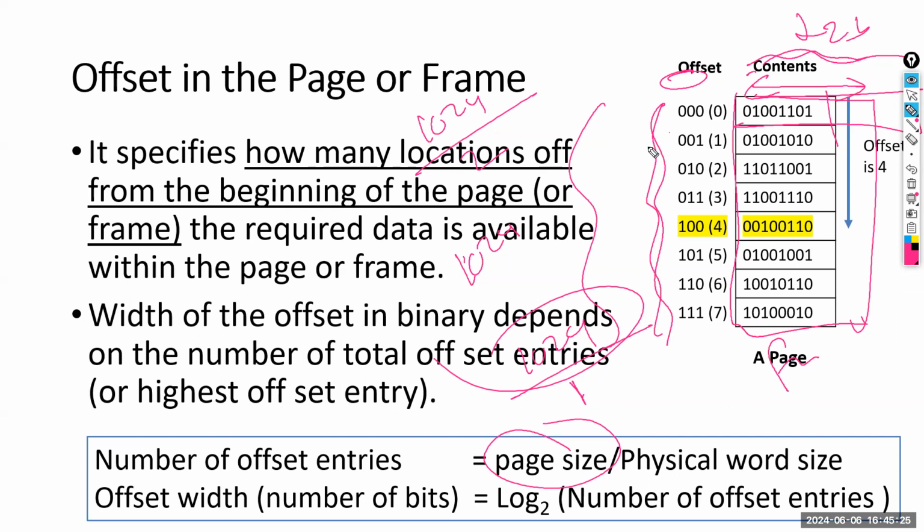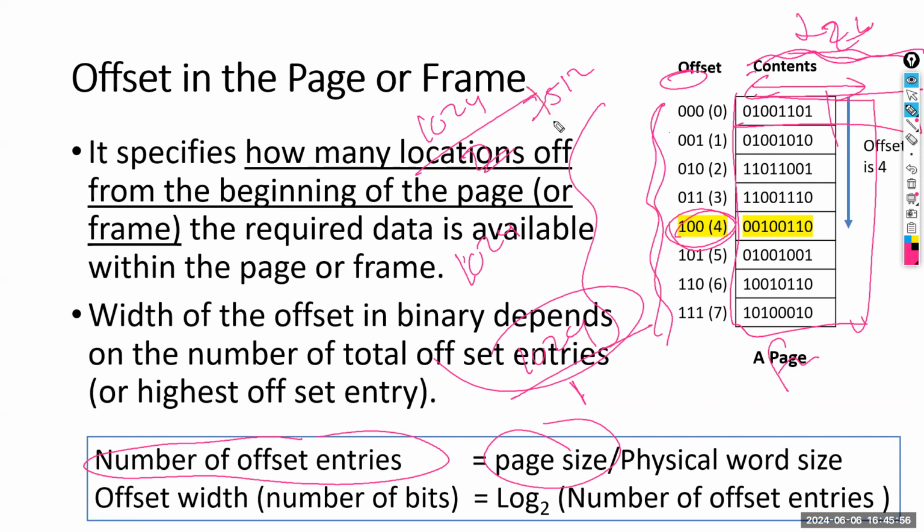Then you need to represent this offset as a binary number. Now you calculate the number of offset entries. For example, if it is 1024 and the physical word size is 2 bytes, 1024 divided by 2 gives 512 entries. That means there are 512 possible entries. Now those 512 entries we need to represent using a binary number.